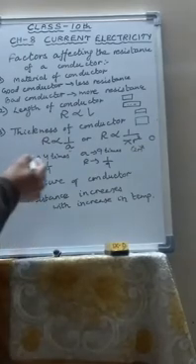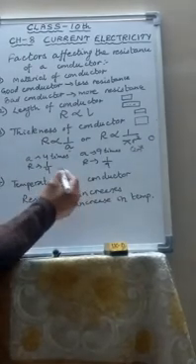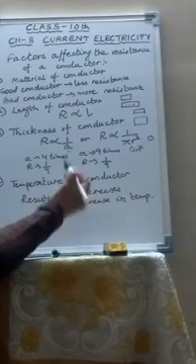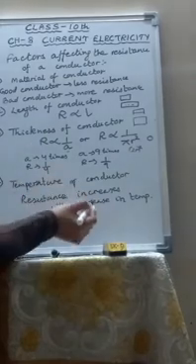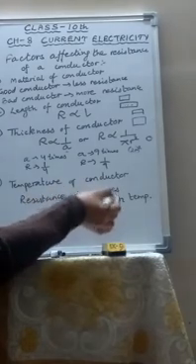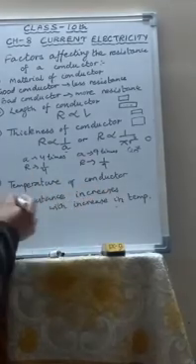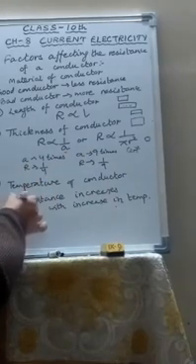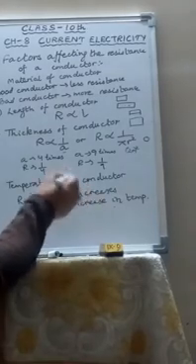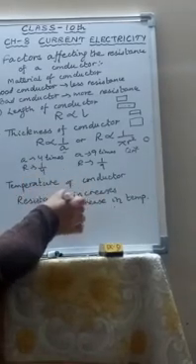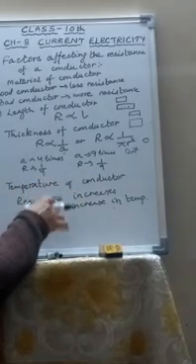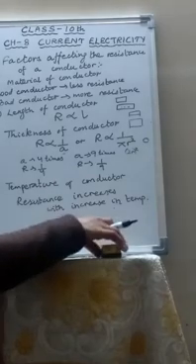Now fourth factor is the temperature of the conductor. If we increase the temperature of conductor, the random motion of electrons increases because they will gain kinetic energy. As a result, the number of collisions with the positive ions will also increase. Hence, the resistance of a conductor increases with increase in temperature. Like if you take a bulb, the resistance of the filament of bulb is more when it is glowing. Glowing means it is at high temperature, so the resistance will be more as compared to when it is not glowing, that is when it is cold.